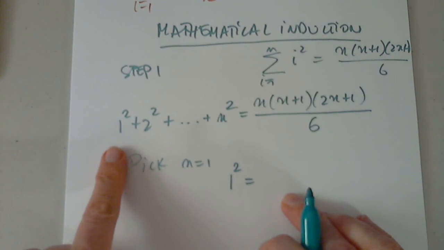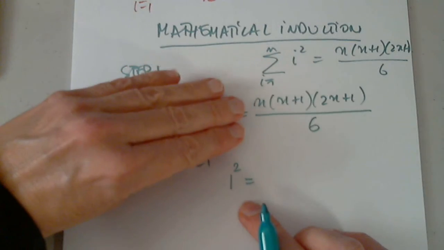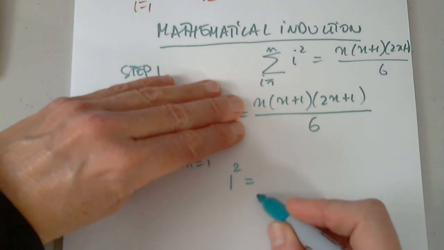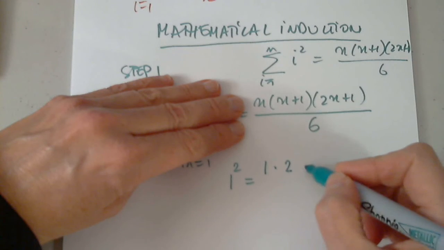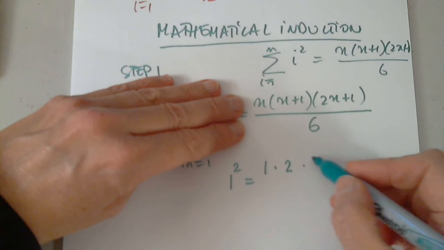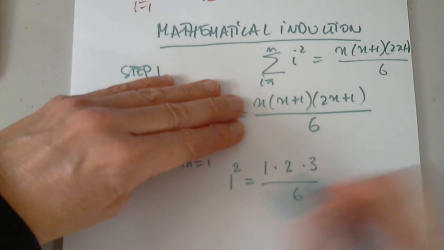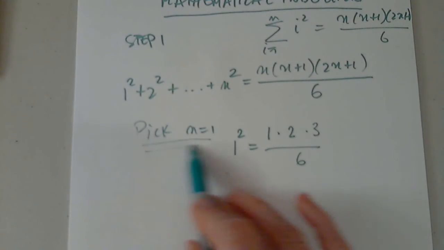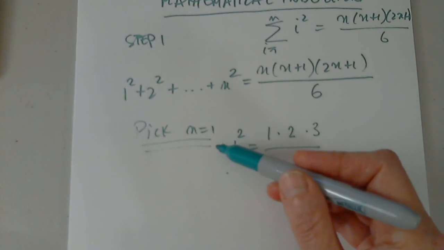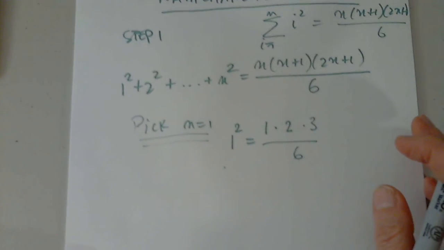That's it. That's one element when n equals 1. And now I plug in here, and I have to get 1. I plug in 1: 1 times 2 times 3 divided by 6. Yes, it is 1. We do not have to pick more than one element. We normally pick n equals 1, but it doesn't matter. You can pick anything you want.